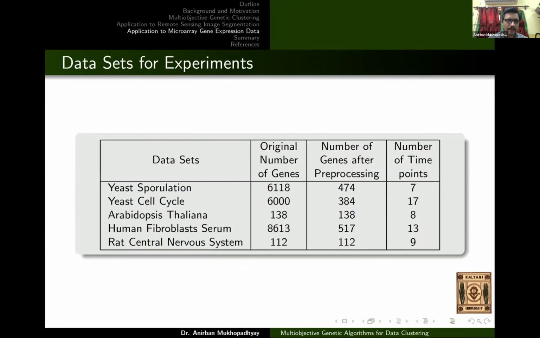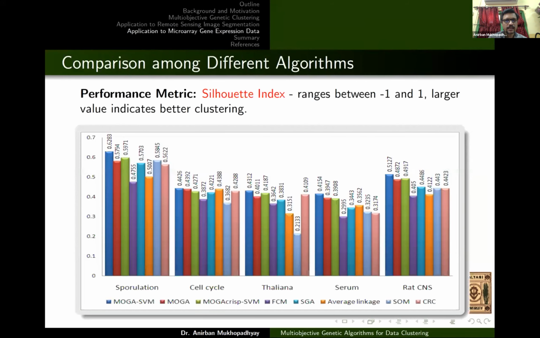So these are the 5 real life data sets that we used for the clustering purpose. We have to cluster the genes for this data set. These are the sizes of the data sets. These are the original number of genes, and then after some pre-processing, we removed some of the genes and came up with this. And these are the number of conditions or number of time points. Over the different times, this expression value has been measured. And these are the numeric results in terms of the silhouette index.